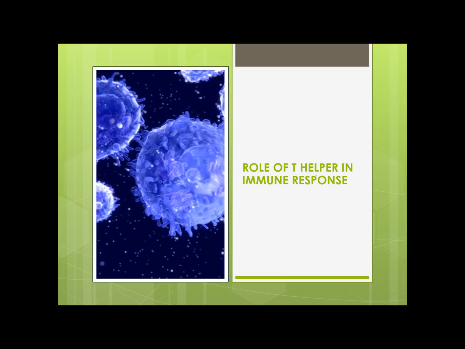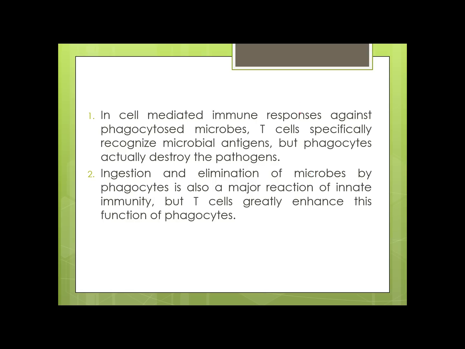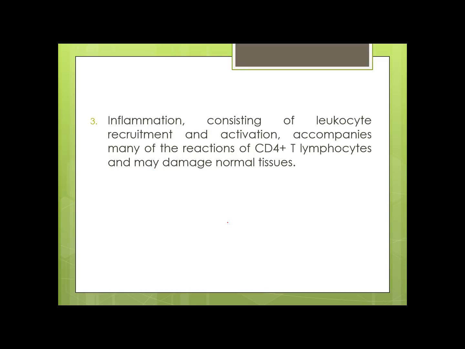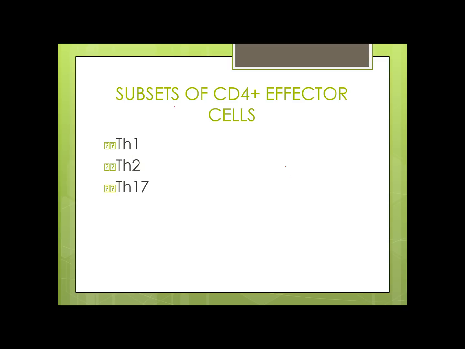Now let's go to the role of your T helper in the immune response. In cell-mediated immune responses, class, against phagocytosed microbes, T cells would specifically recognize microbial antigens, but phagocytes would actually destroy the pathogen. Ingestion and elimination of microbes by phagocytes is also a major reaction of your innate immunity. But T cells would greatly enhance this function of phagocytes. Inflammation consisting of leukocyte recruitment and activation would accompany many of the reactions of CD4 positive T lymphocytes and may damage normal tissue.